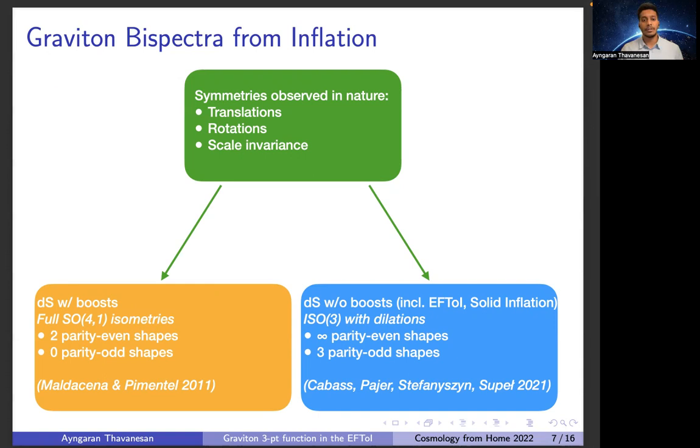For more details regarding these unitarity and locality constraints, I encourage you to watch Harry's and Gordon's talks. Of the 3 parity odd shapes, only 1 belongs to the effective field theory of inflation. Hence, we can now ask whether we can further constrain the parity even graviton bispectra to identify those that belong to the EFT of inflation. And the answer is yes.